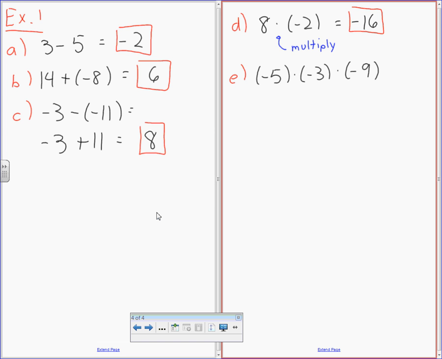Now, I'm going to do this as a two-step question. Lindsay, pretend this isn't here. What's negative 5 times negative 3 going to be? Yeah, positive 15. Now, before we continue, Calvin, is the final result here going to be positive or negative? Negative, because it's positive and negative. Now 15 times 9.